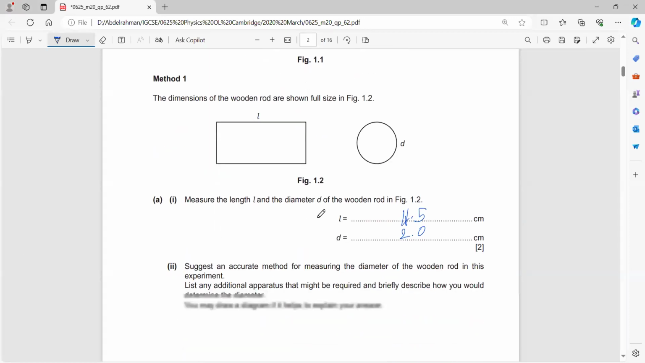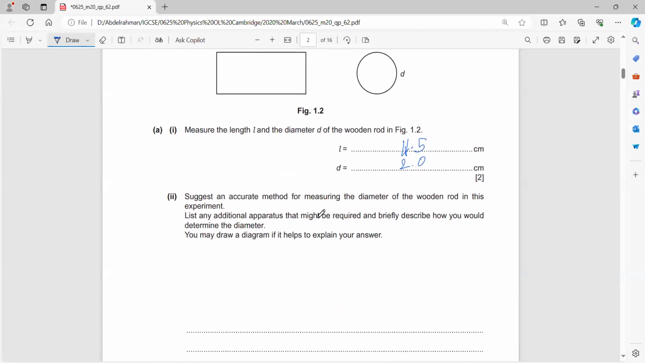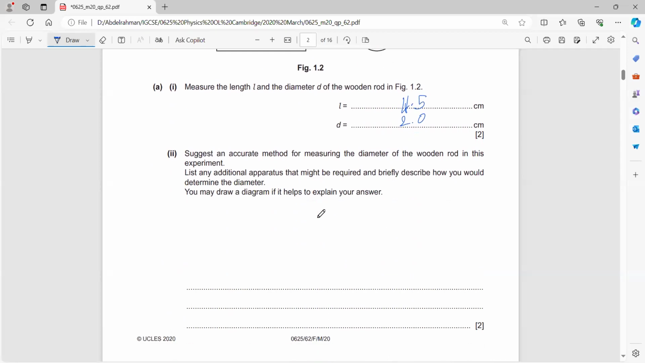Next question. Suggest an accurate method for measuring the diameter of the wooden rod in this experiment. List any additional apparatus you might require and briefly describe how you determine the diameter. Can anyone help me out? How can we measure the diameter a little bit more accurately? Any ideas? This is one of the very famous methods.